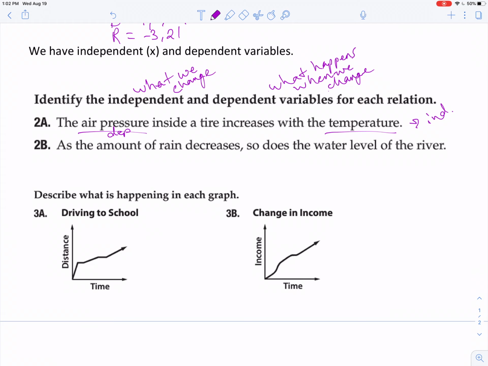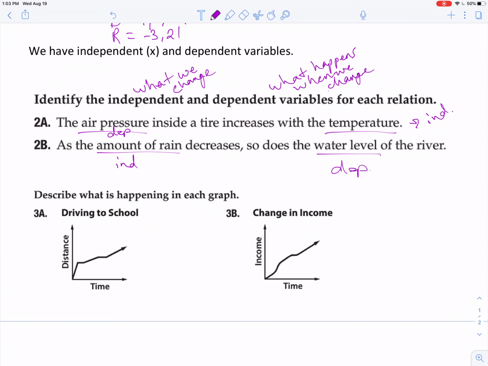2b, as the amount of rain decreases, so does the water level of the river. Does it make sense this time that I am changing the water level in the river? Probably not, but Mother Nature changes how much rain we get. So in this case, amount of rain is going to be the independent variable. Water level will be the dependent variable.